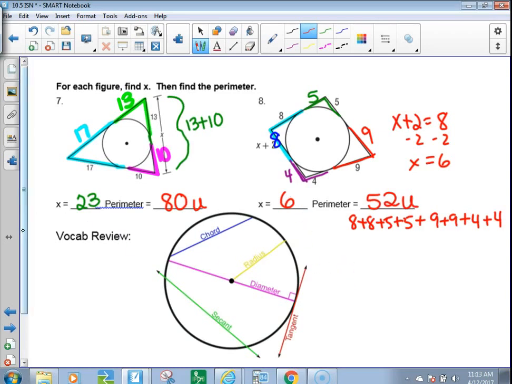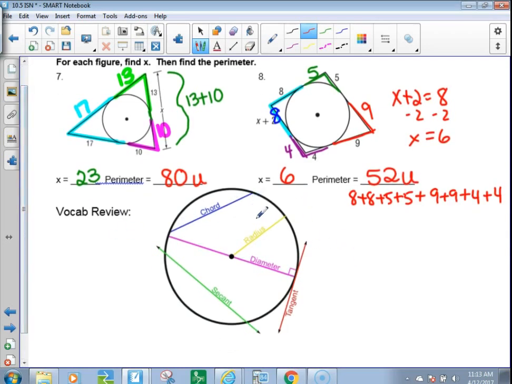And this is just a little vocab review, and then we're going to do some more in our packet. Remember, a chord is just a segment that has its endpoints on the circle. A diameter is a special chord. Make sure you realize they're writing diameter for that entire thing across. A radius is what this says, and I had some students who couldn't read this first hour, so this is a radius.